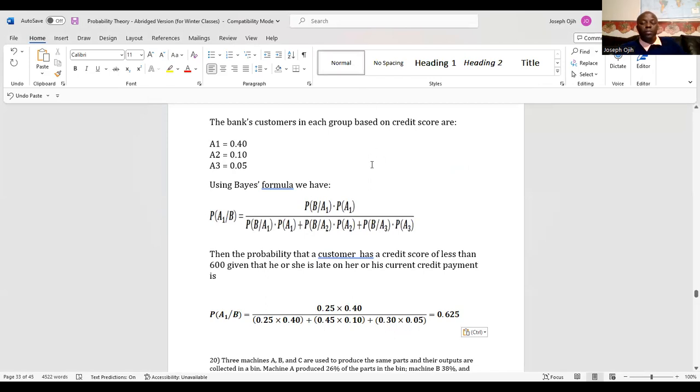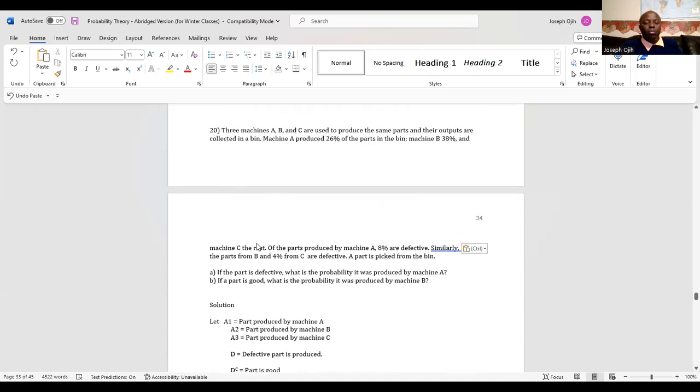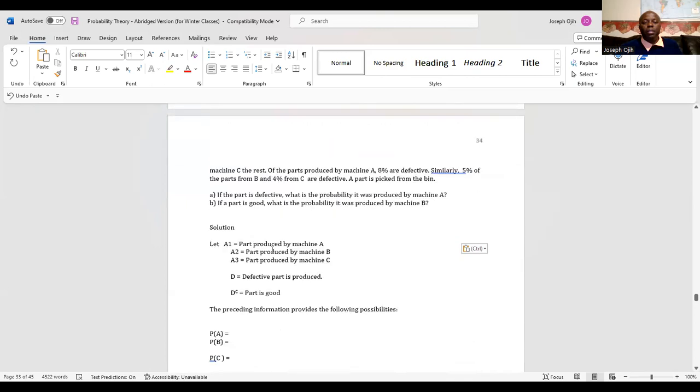Any question? If you have a question, ask me here. Any question to that? No? Oh, good. So that is how you do the Bayes theorem. Now, when you have the chance, you can try this once for your practice.